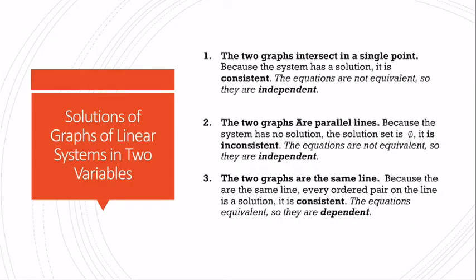So when we're graphing solutions and finding solutions to systems of linear equations in two variables, okay? If the system has a solution, we say it's consistent. And if the two equations are different, so they graph and intersect at a single point, we call those independent. If two graphs are parallel lines, remember that means there's no solution, so instead of consistent, we would call that inconsistent. But because these equations are not the same, they're still independent of each other. And if the two graphs are the same line, we say that's consistent because there's a solution, but the equations are the same, so they depend on each other.